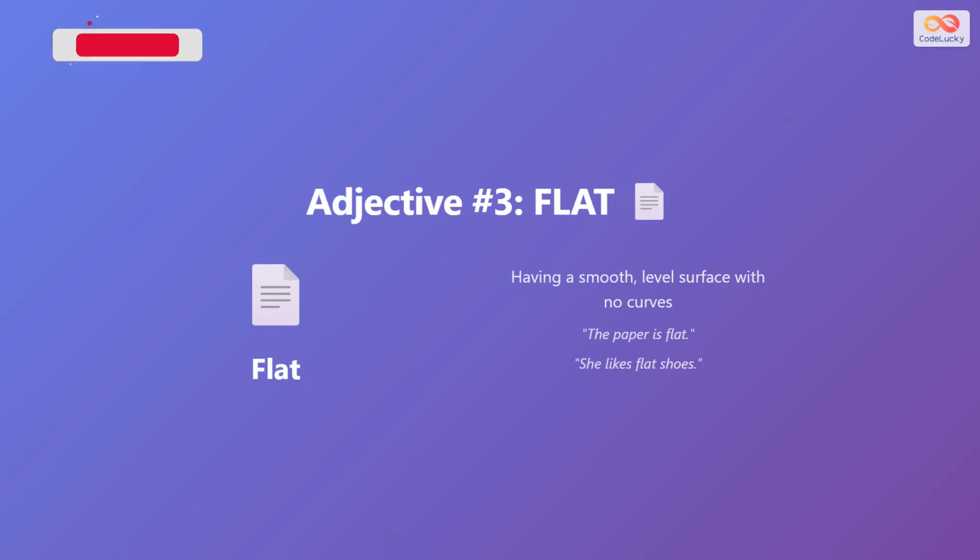The third adjective is flat. Flat describes something that has a smooth, level surface with no curves or bumps. It is the opposite of round or curved. For example, you can say the paper is flat, or she likes flat shoes. Flat can also describe a surface that is even and smooth, like a table or a floor. It is commonly used to describe things that are not raised or curved.